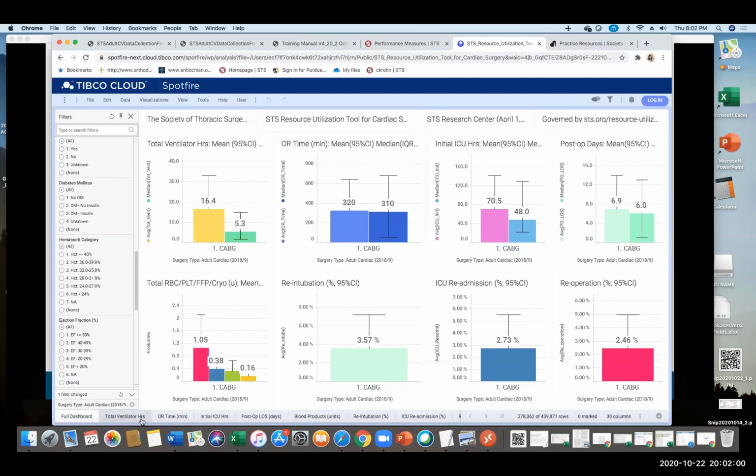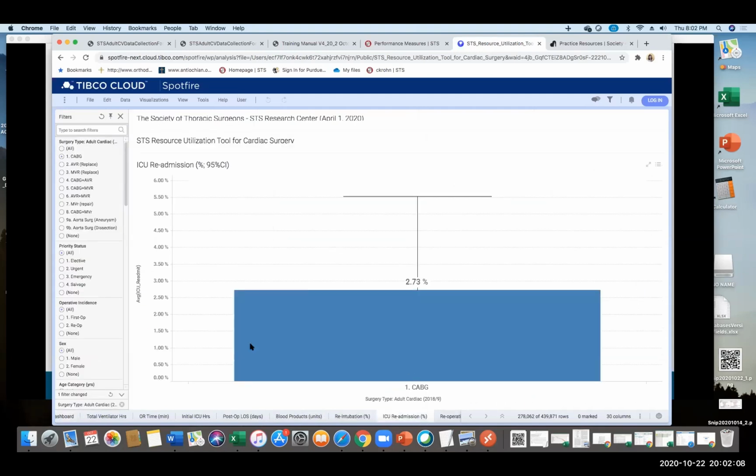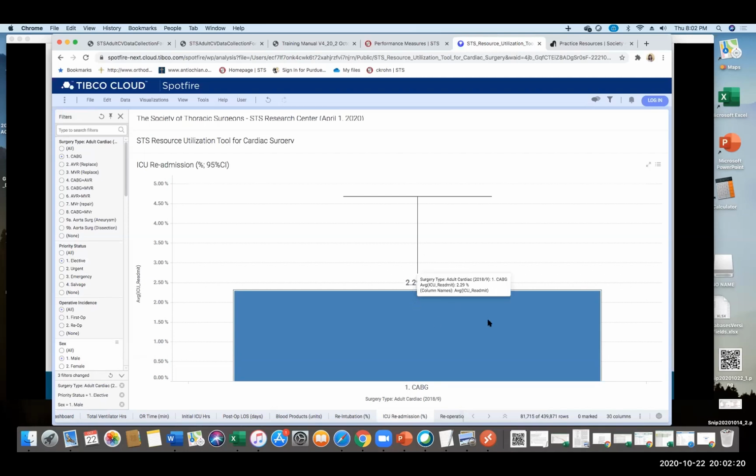Down here on the bottom, you would have outcomes broken out further if you were interested in that. So ICU readmission, this is for a CABG patient. If we looked at just elective surgeries and we wanted to look at just male patients, we could see that that would be 2.2 or almost 2.3%. And this is really great for site resource utilization, and something that would probably be very helpful at some sites when they're trying to determine how their resources are placed. So I wanted to share that.